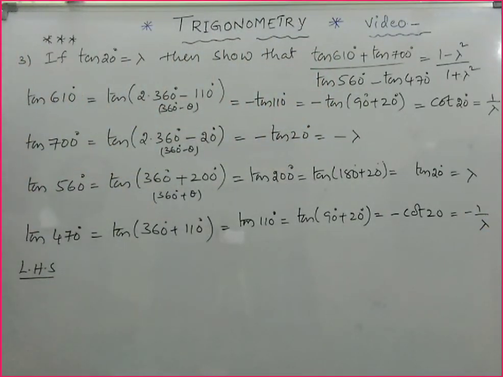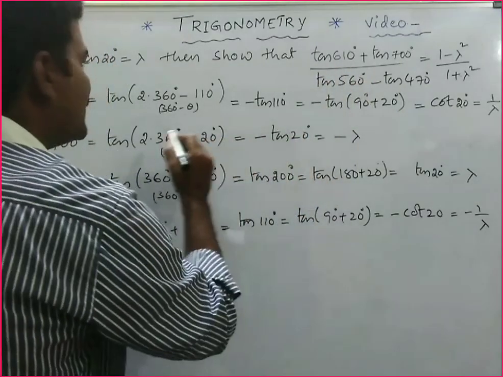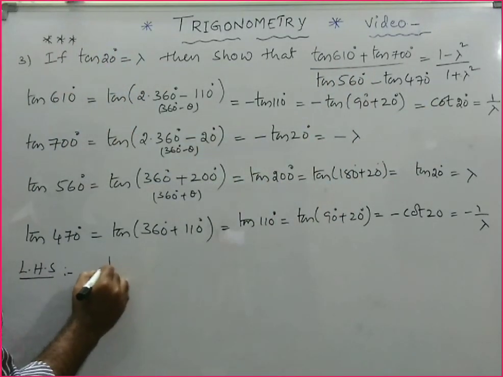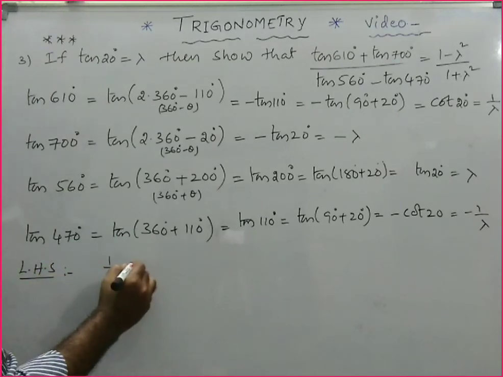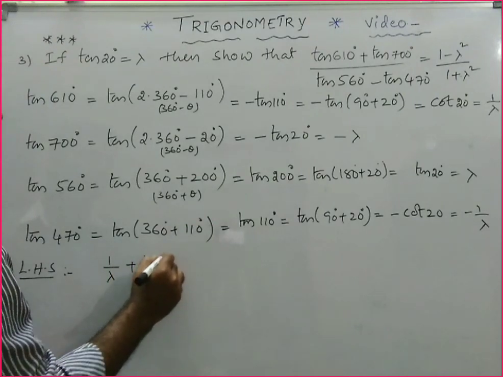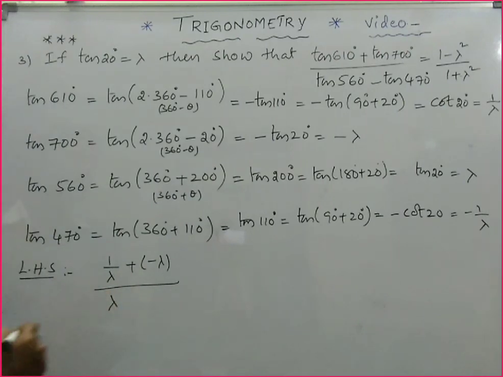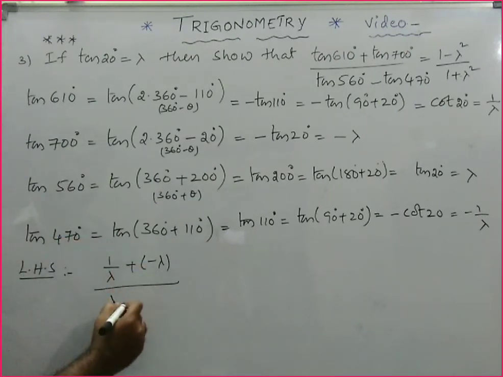So this is the first step, my dear. Individually each and every value of tan must be expressed in terms of lambda. Now we can go for LHS. So what we had, first of all, tan 610. What is tan 610 value? 1 by lambda, plus tan 700 is nothing but minus lambda, and tan 560 is lambda, and what about tan 470, minus of minus 1 by lambda.